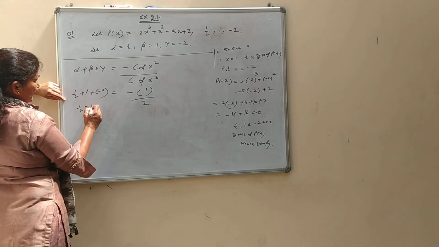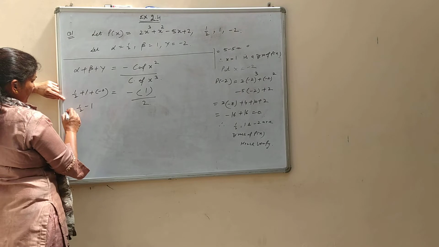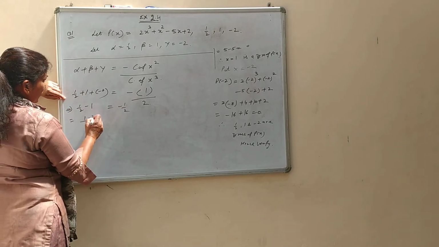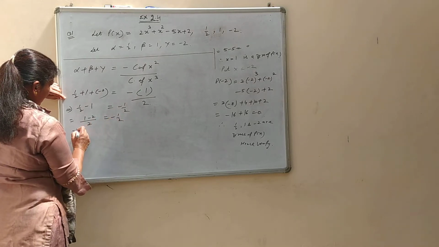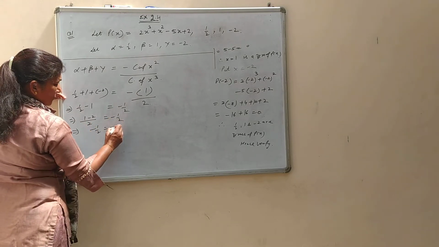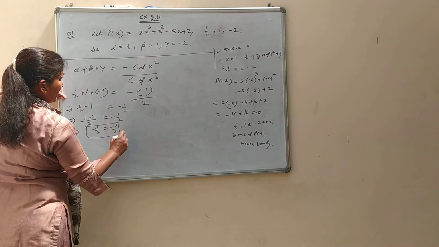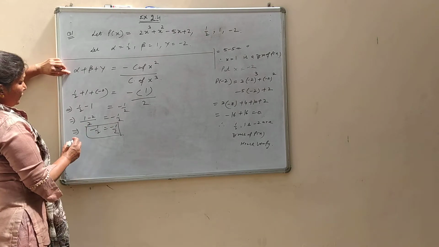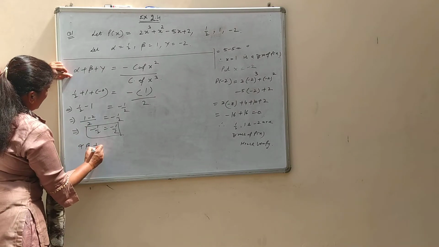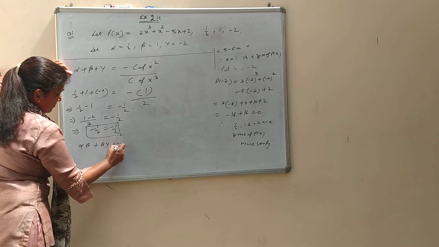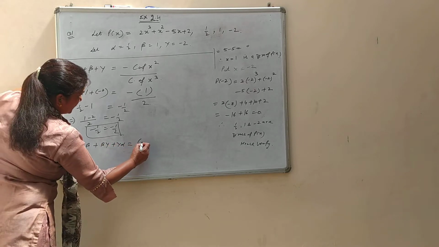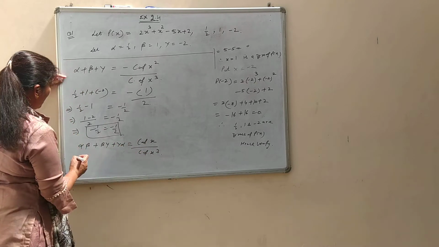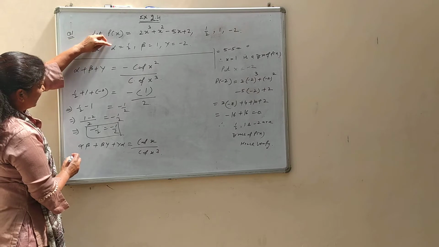Now we will solve it. 1 by 2 minus 1. Now by taking LCM we can do this. Minus 1 by 2 is equal to minus 1 by 2. Left hand side is equal to right hand side. Hence verified. After that, sum of zeros taken 2 at a time. Alpha beta plus beta gamma plus gamma alpha is equal to coefficient of x over coefficient of x cube. Now putting the values of alpha, beta and gamma.